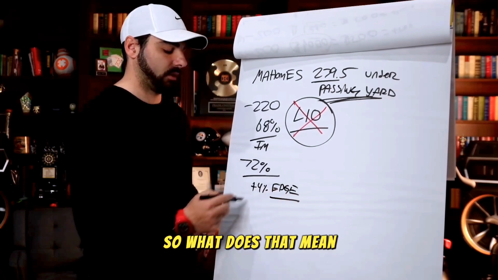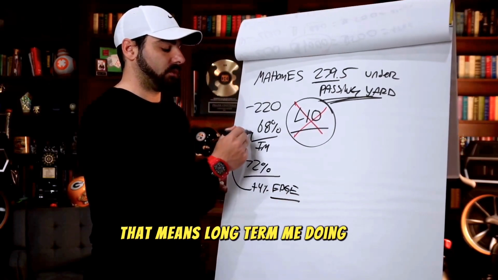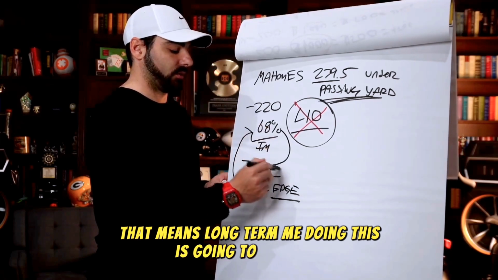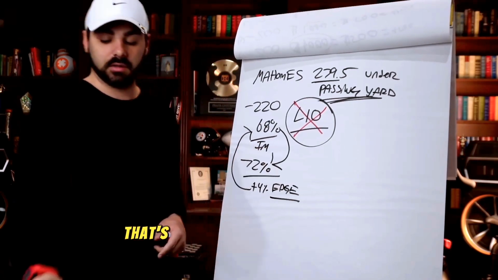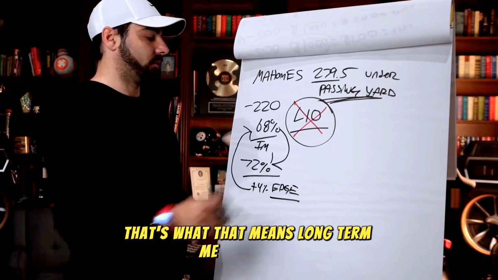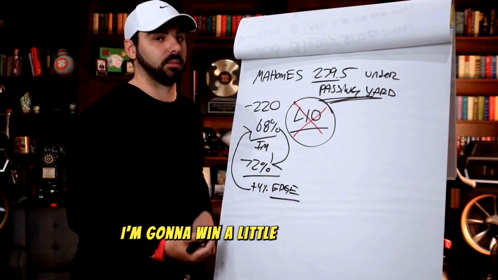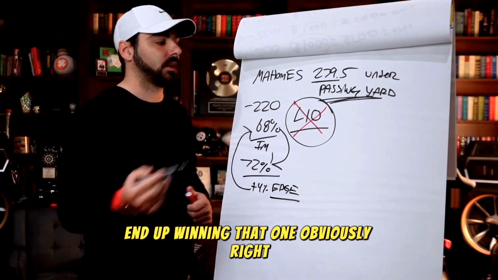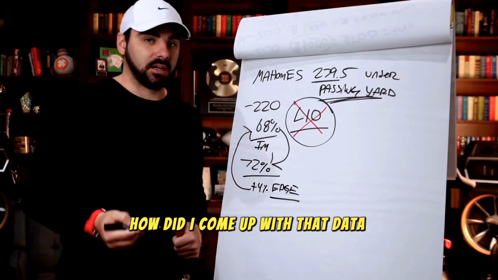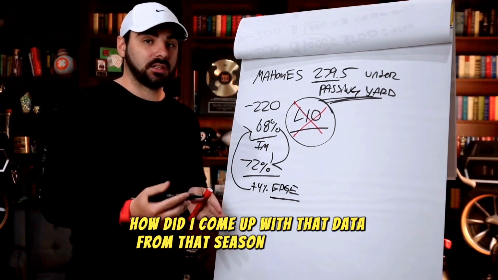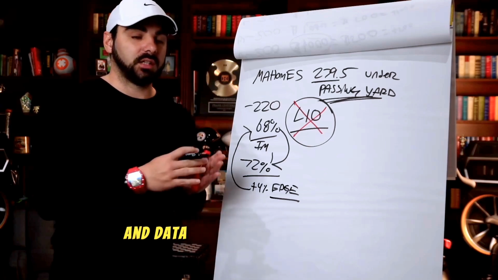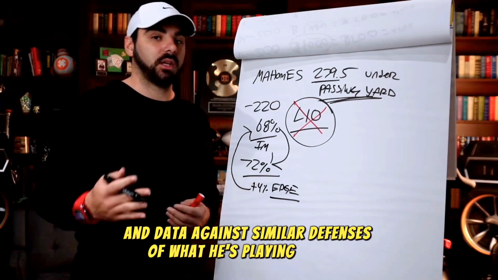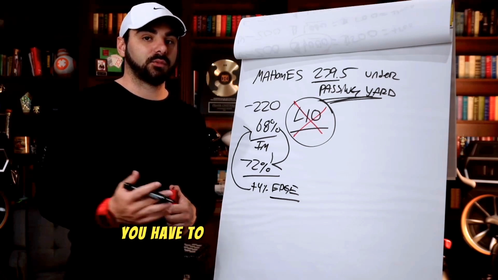So what does that mean? That means long term, me doing this is going to win, right? That's what that means. Long term, me doing that, I'm going to win a little bit every time. So what happened? You ended up winning that one, obviously, right? How did I come up with that? Data from that season and the past season, and data against similar defenses of what he's playing as well. You have to run that type of data.